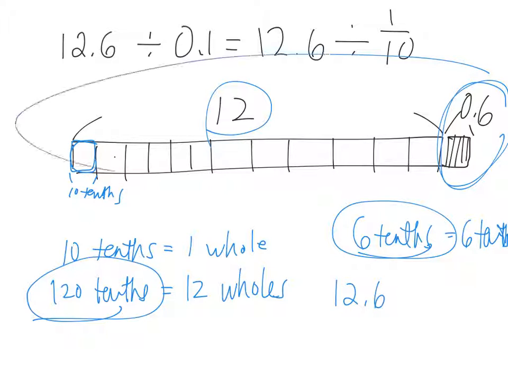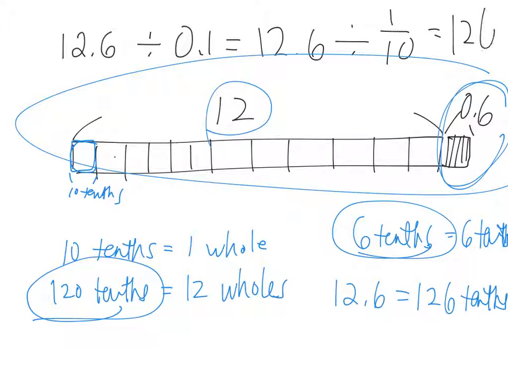in the whole 12.6, I have how many tenths? 126 tenths. So therefore, if I want to split 12.6 into tenth-sized pieces, my answer is? Nope, not tenths, just 126.